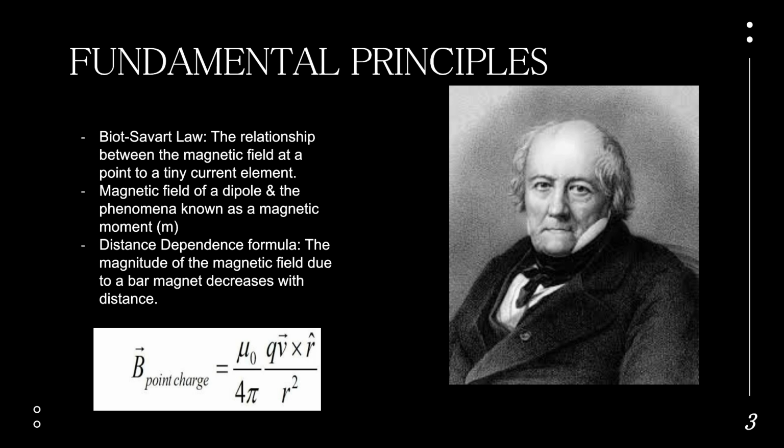Those principles are the Biot-Savart law, which is the relationship between the magnetic field at a point to a tiny current element. And as you can see below, we have the formula denoted for the magnetic field of a point charge, where the magnetic field is denoted with the B constant. And we also had to know the magnetic field of a dipole and the phenomenon known as the magnetic moment, which is denoted as an M, and the distance dependence formula. The magnitude of the magnetic field due to a bar magnet decreases with distance.